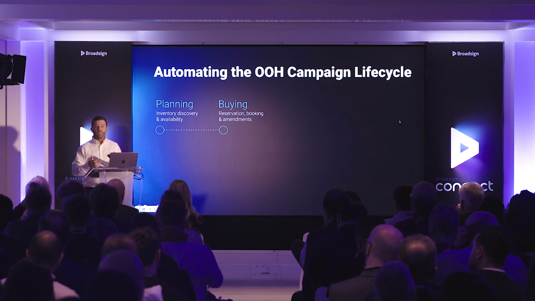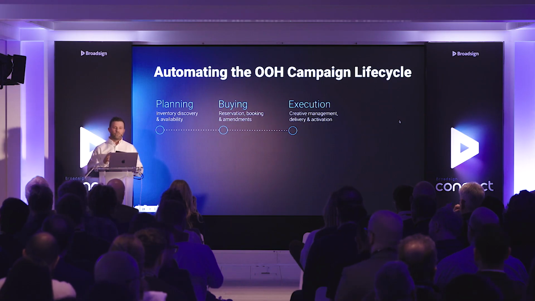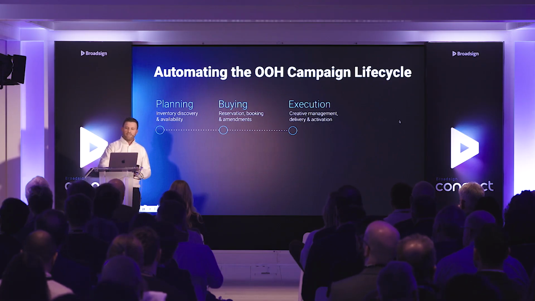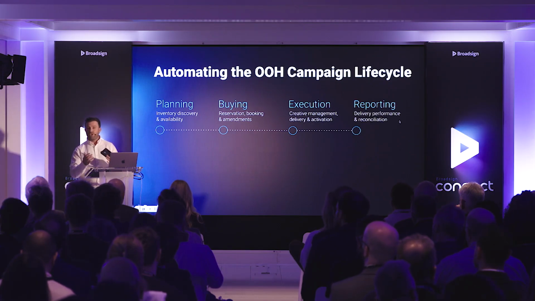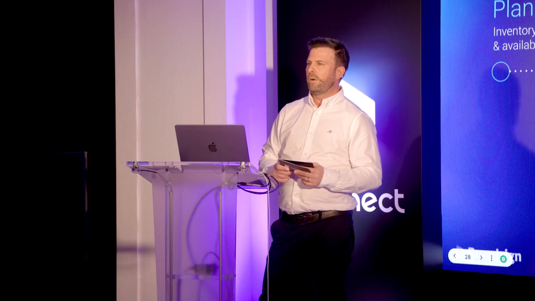The next stage is buying. You've decided what you want to buy. You want to negotiate it, buy it, reserve it, and in that stage often make amendments from when you booked it to it going live. The next stage is execution. So making sure that you're delivering, the creative is distributed where it needs to be, you're delivering the campaign and activating against it. And then reporting: pre-, during, and post-campaign reporting and reconciliation. So those are 4 key steps that you can summarize in terms of the out-of-home life cycle.